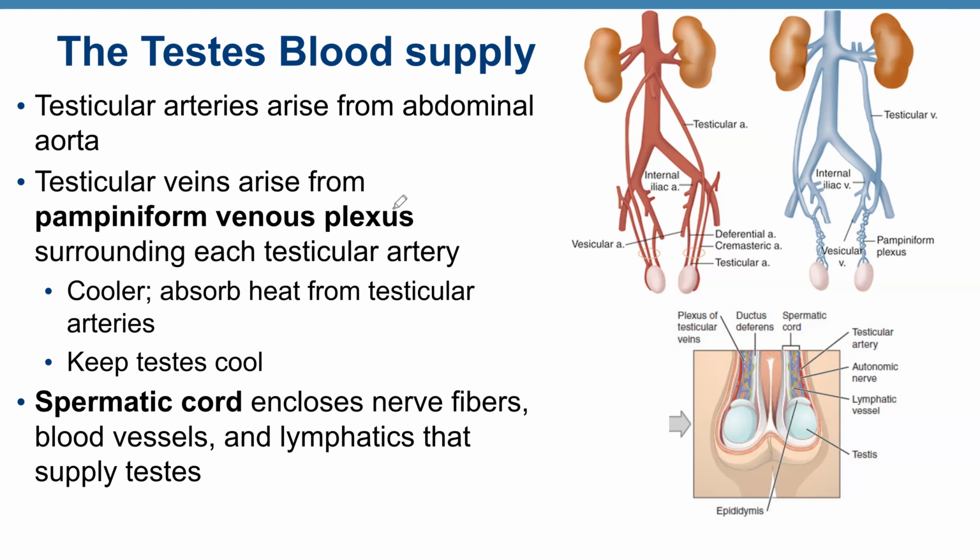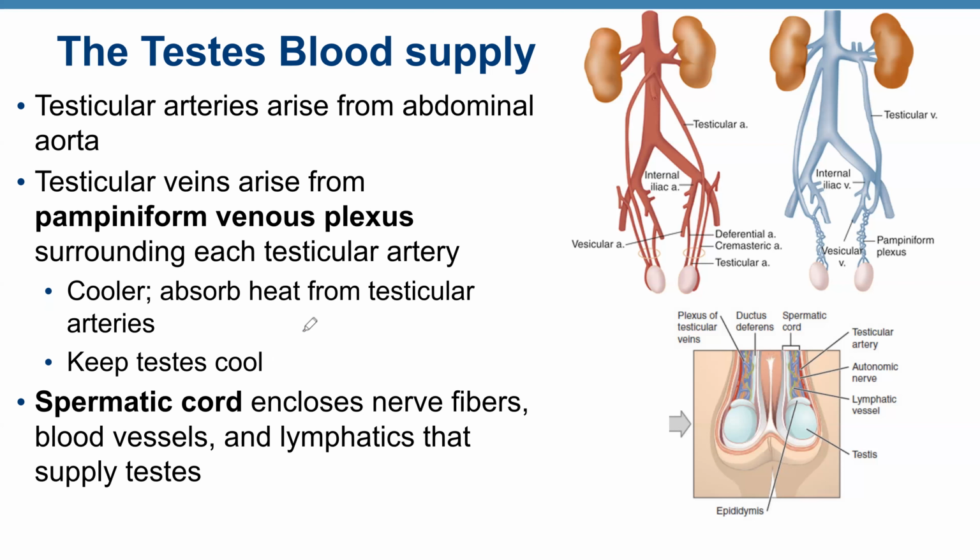Now this plexus surrounds each testicular artery, so here we will have arteries, right? The plexus surrounds arteries, and what it does, it cools the testis. It absorbs heat from testicular arteries and keeps the testis cool. And we remember again that we need the testis to be at a cooler temperature for normal sperm production.